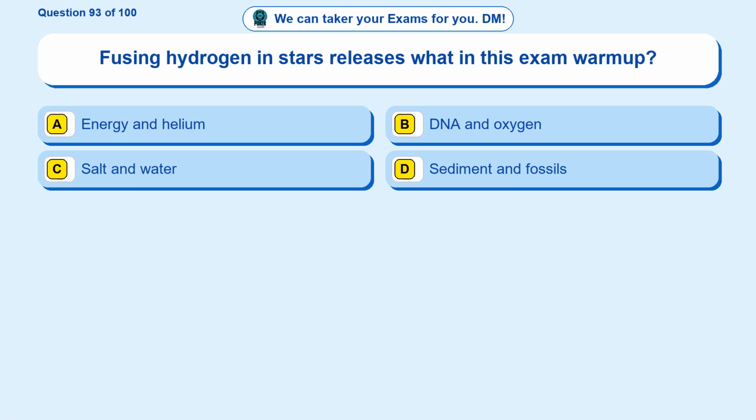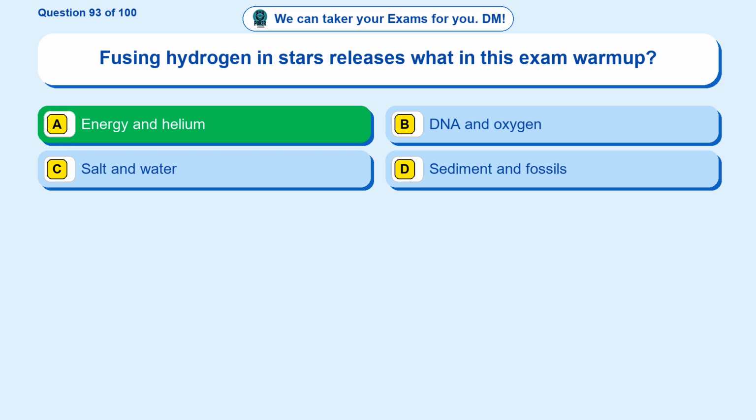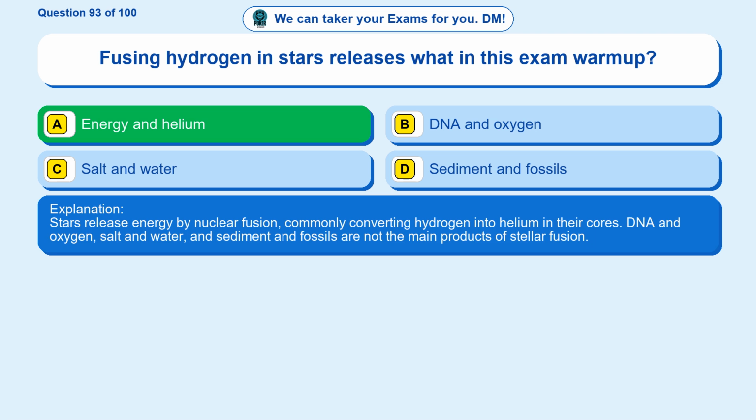Question 93. Fusing hydrogen in stars releases what in this exam warm-up? Option A, energy and helium. Option B, DNA and oxygen. Option C, salt and water. Option D, sediment and fossils. The correct answer is option A. Energy and helium. Stars release energy by nuclear fusion, commonly converting hydrogen into helium in their cores. DNA and oxygen, salt and water, and sediment and fossils are not the main products of stellar fusion.